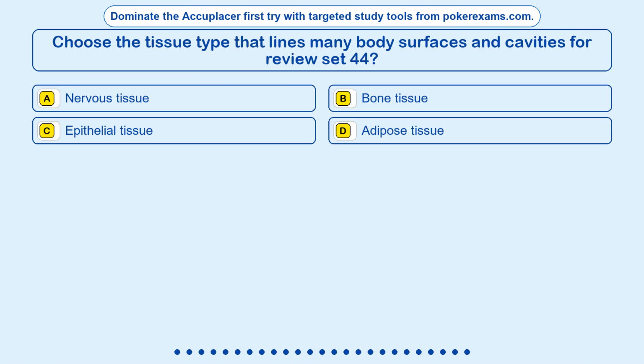Question 24. Choose the tissue type that lines many body surfaces and cavities for review set 44. Option A. Nervous tissue. Option B. Bone tissue. Option C. Epithelial tissue. Option D. Adipose tissue.